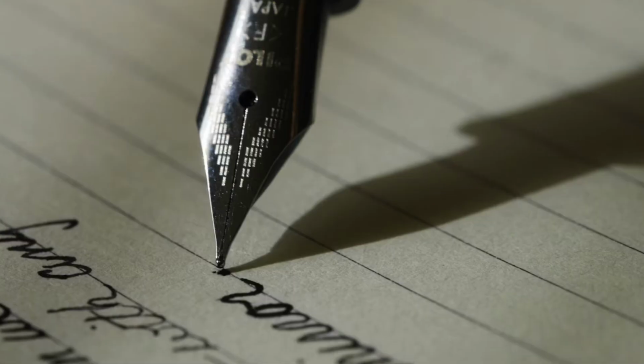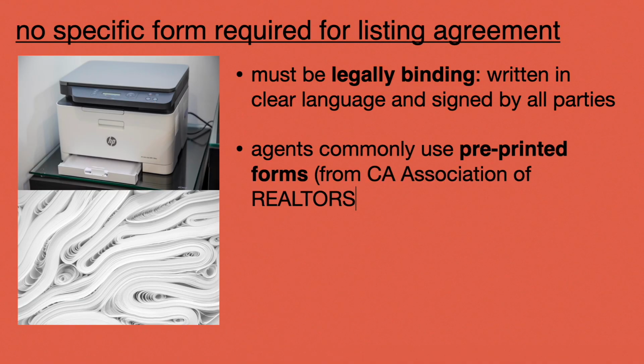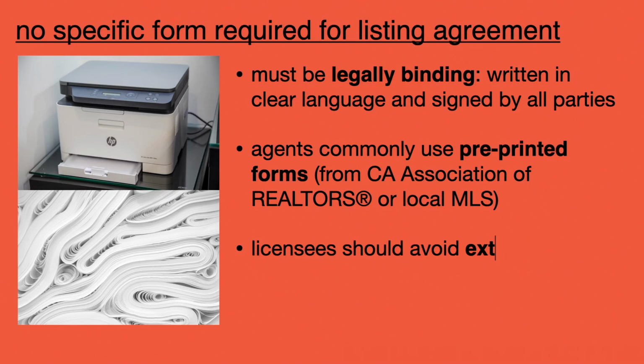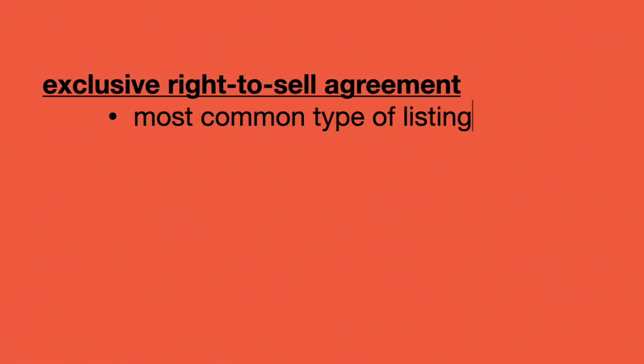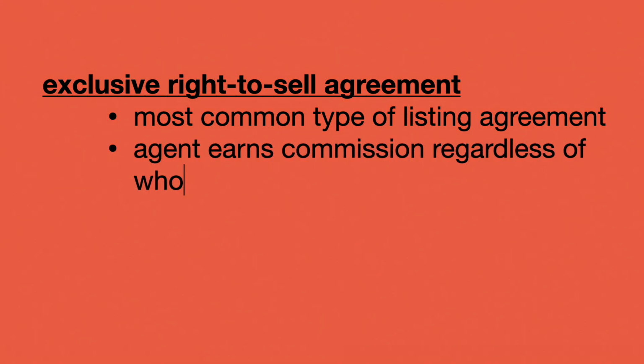Common practice is for agents to use pre-printed forms designed by the California Association of Realtors or their local multiple listings service. Licensees must avoid extensive changes or additions to the language on the standard form to avoid the unauthorized practice of law. An exclusive right to sell agreement is the most commonly used type of listing agreement. This agreement provides the most assurance that the listing agent will receive the agreed-upon commission if the property sells, no matter who procures the buyer.